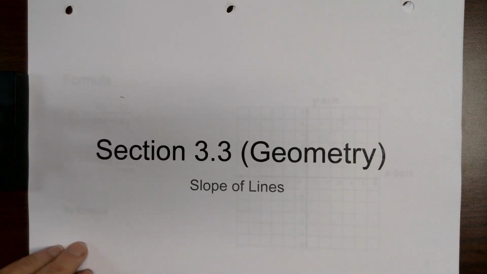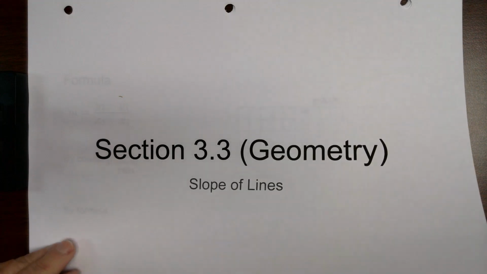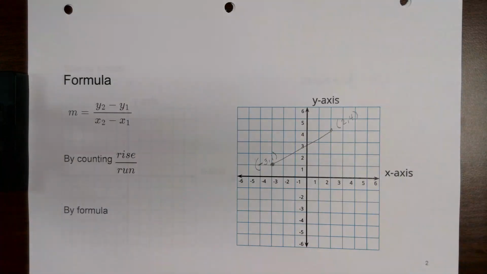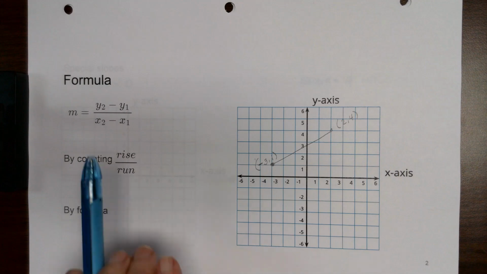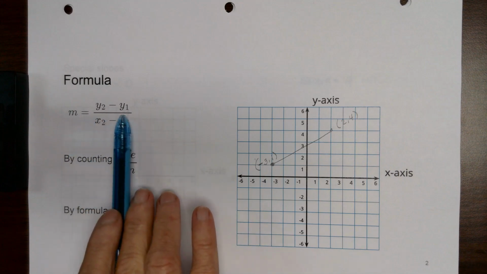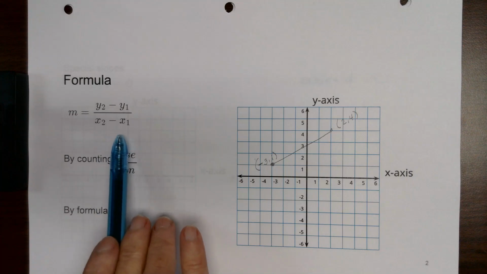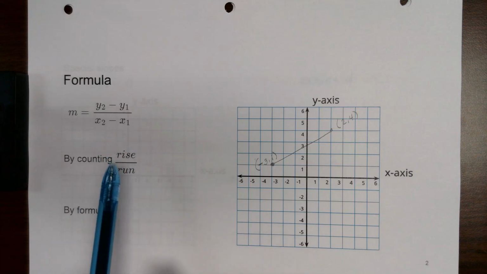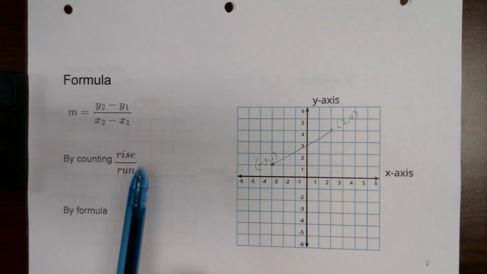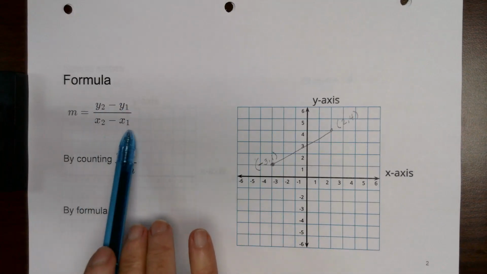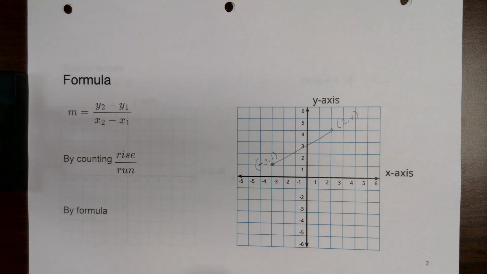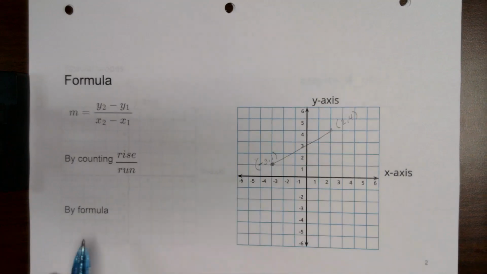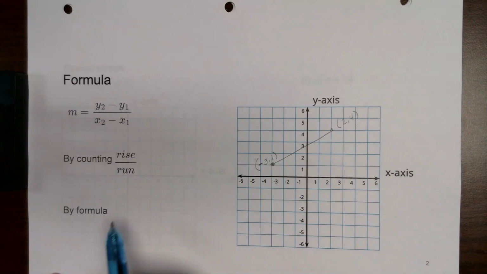Section 3.3 has to do with slope of lines, so this is somewhat Algebra 2 review. If you remember, there is a formula for finding the slope of the line. It is y sub 2 minus y sub 1 over x sub 2 minus x sub 1. That formula is just saying it's the difference in the y's over the difference in the x's. You could also get this by counting, but let's say we use the formula down here.